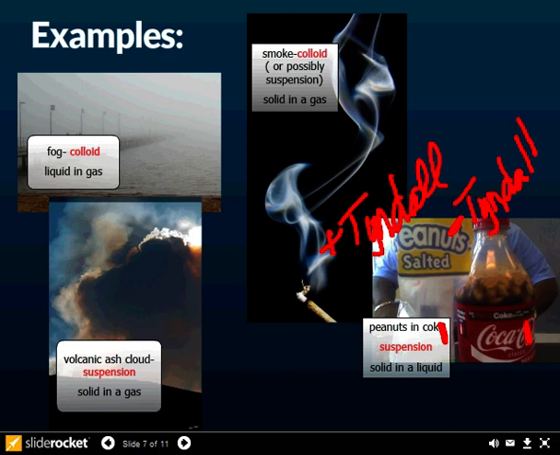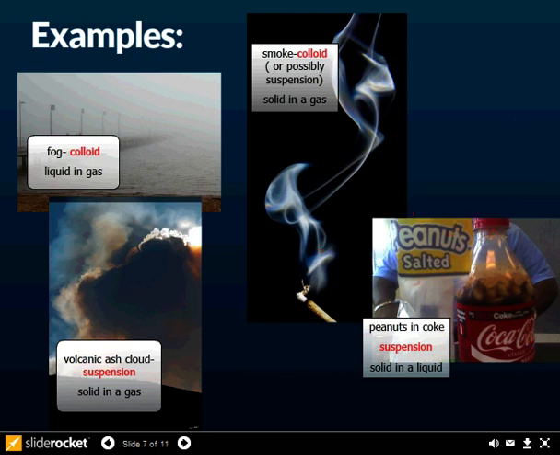Okay, well, let's look at a few more examples here, just to review a little bit. So I have the first one, fog, and fog, as we just said, is a colloid. It's water droplets in air, and that's a liquid in a gas, water droplets in air. So that's a colloid, doesn't settle out.